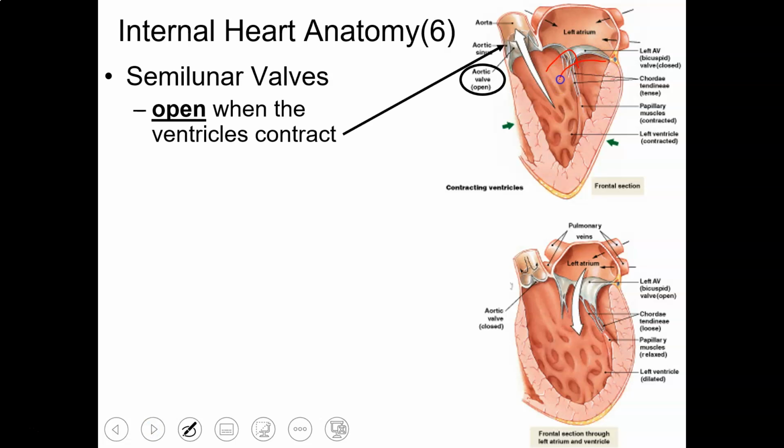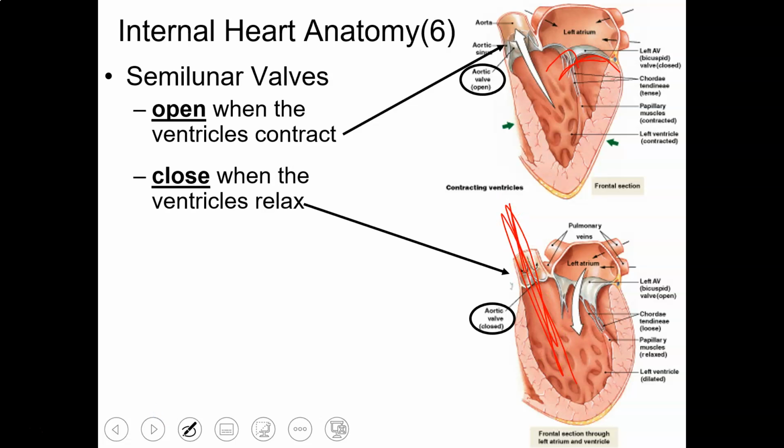Remember, these AV valves close when the ventricles contract. Semilunar valves open when the ventricles contract so that blood can go up and out to wherever it's going. They close when the ventricles relax.